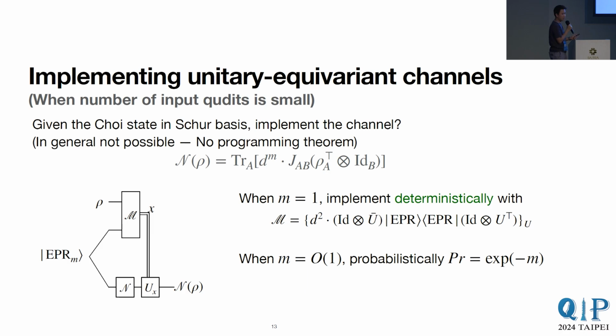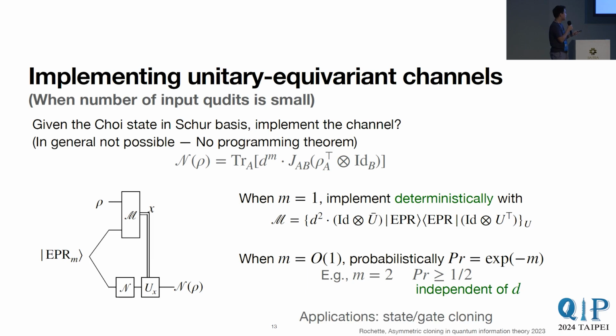So it looks quite unsatisfactory. But the point is, when M is equal to 2, for example, this would give you a probability of 1/2. But the point is, this is independent of D, so this is better than the naive probability of D to the minus M that you would have got by using just the naive approach. And for this setting where the number of input qubits is small, the potential applications are in the task of state cloning and gate replication.